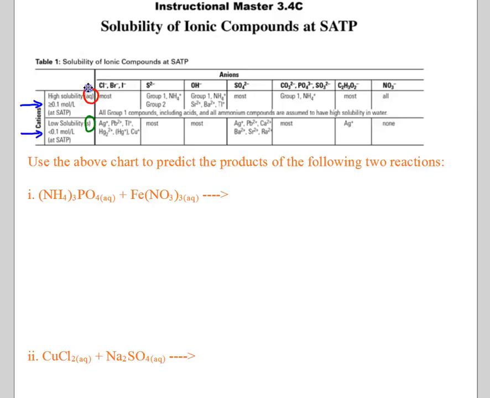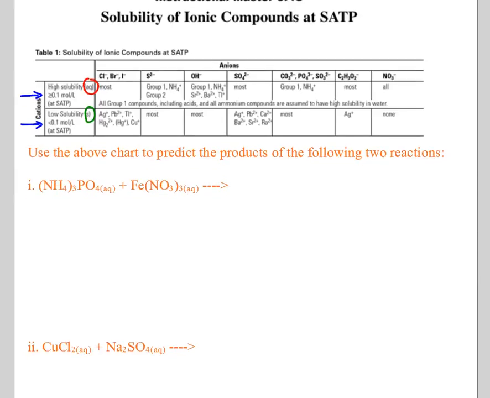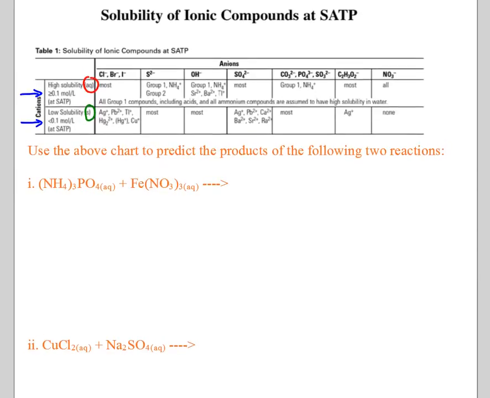So we can use this chart here to predict the products for the following two reactions. So here's an example we can go through together. Let's suppose we were to combine aqueous ammonium phosphate with aqueous iron(III) nitrate. We're naming those, and we want to predict whether or not a reaction will even occur. And if so, what would be the products? Well, we're looking at the ions present, and we can list them. We have ammonium ions, we have phosphate ions, we have iron(III) ions, and we have nitrate ions.